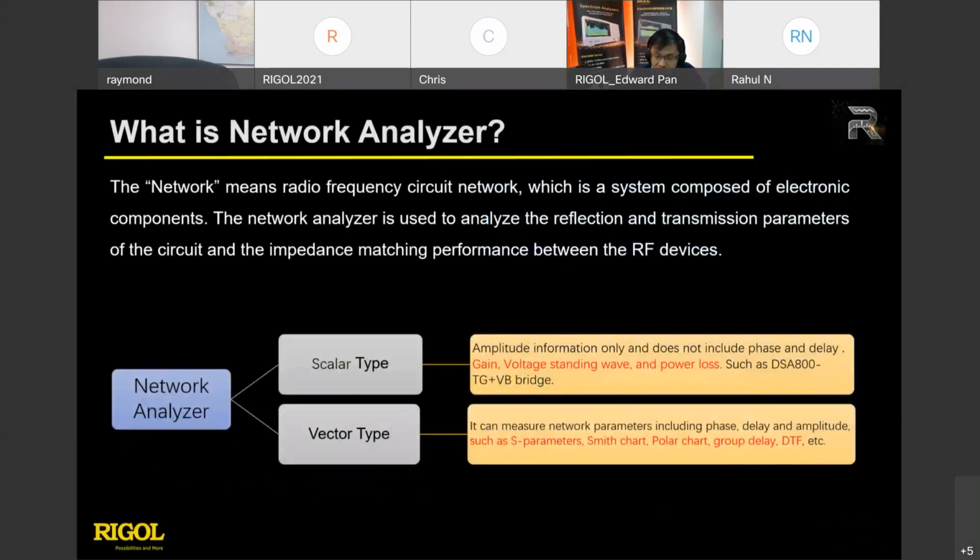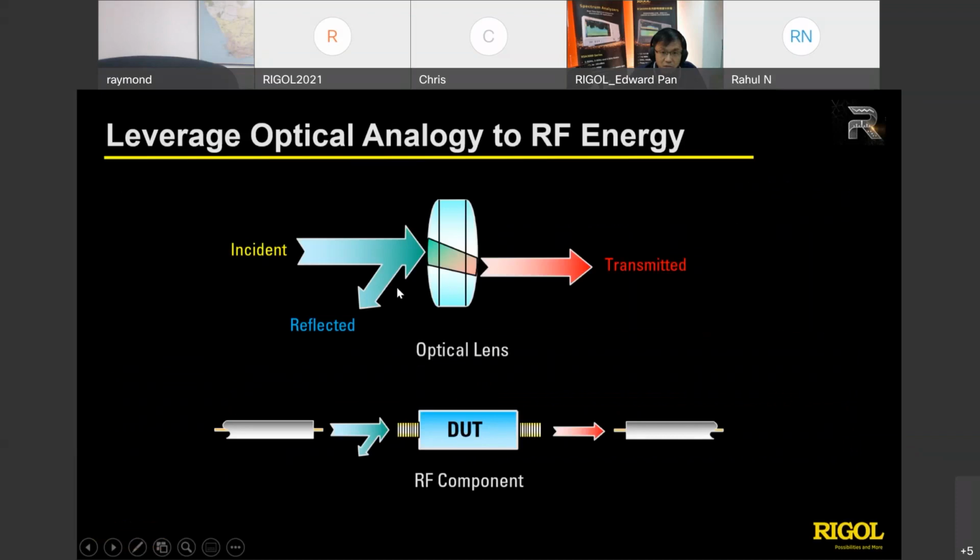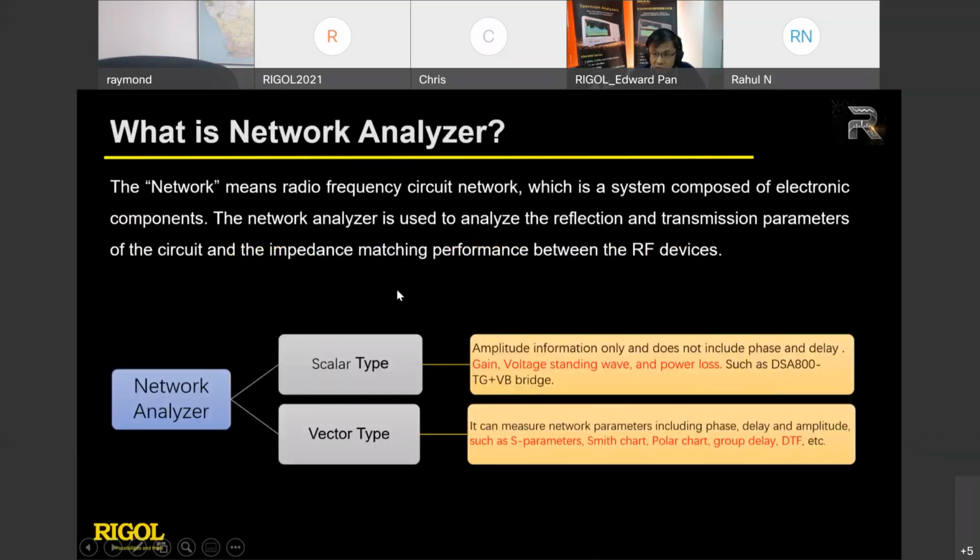So what is network analysis? The network means the radio circuitry composed of electronic components. The network analyzer is used to analyze the transmission parameters of the circuit and the impedance match performance of the RF microwave device.